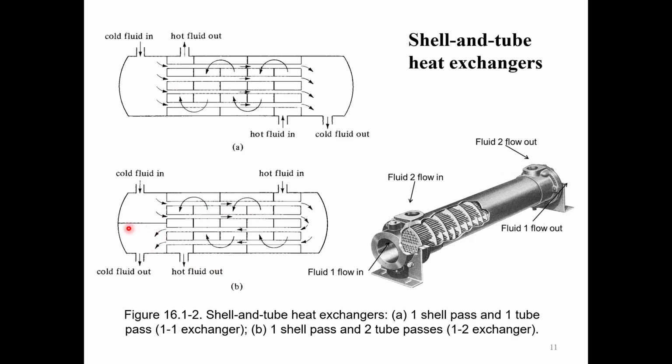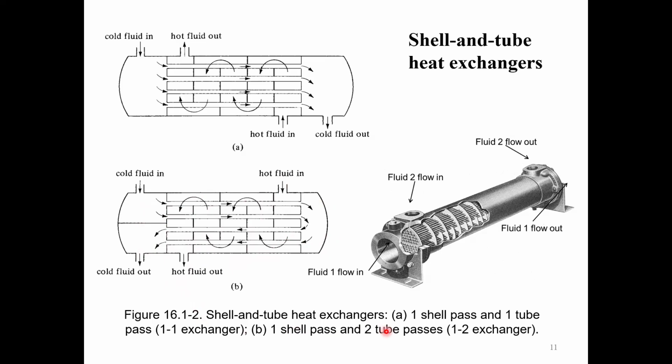The bottom figure is for the one shell pass and two tube pass heat exchanger. Basically, on one side of the tube inlet you have a divided drum, so fluid can flow only through the tubes at the top, but it cannot flow through the tubes at the bottom. Therefore it exits on the other side and flows through the tube once more. So you have two tube passes, but on the shell side it flows just once. Therefore this is called a one shell pass and two tube pass heat exchanger.